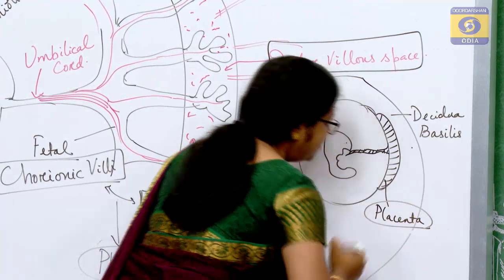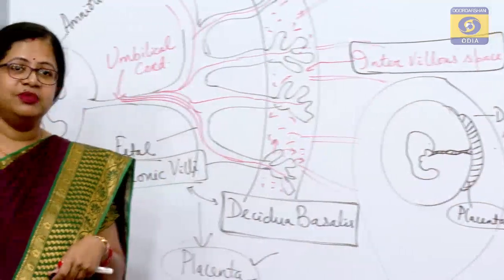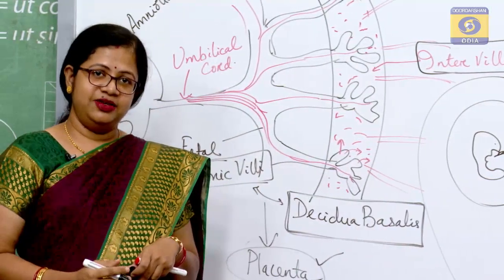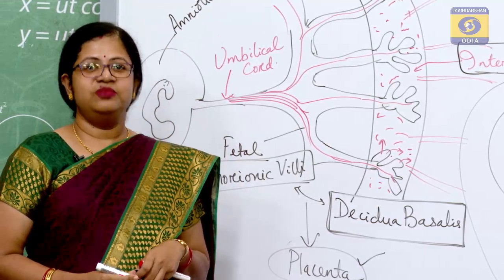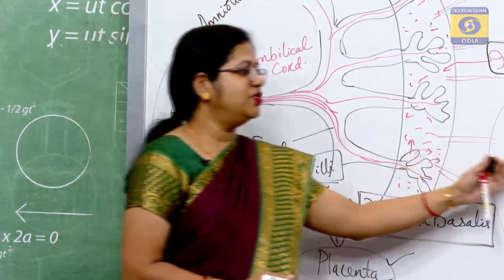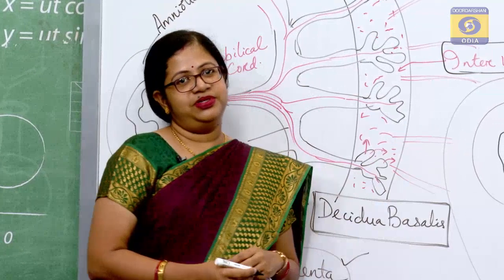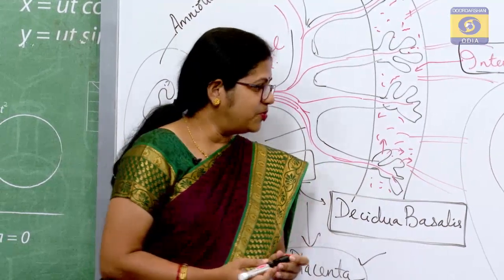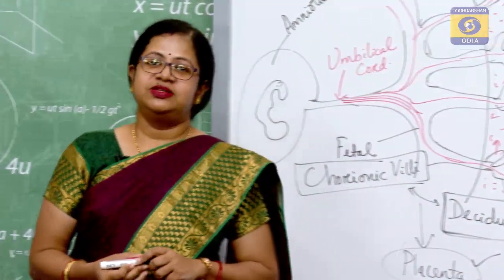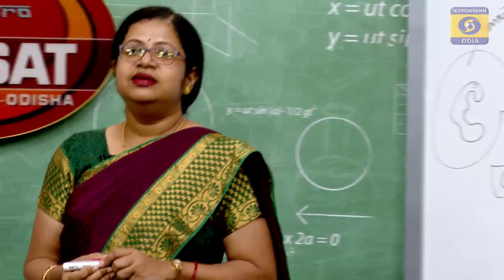This placenta will not only act as a barrier between maternal and fetal blood circulation, but also it will nourish the growing fetus till birth. So, I hope the formation of the placenta and how the chorionic villi help in its formation is clear.